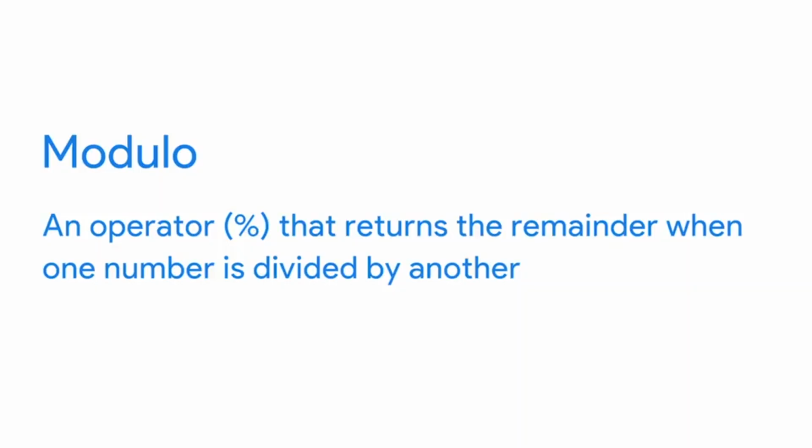This is an operator that returns the remainder when one number is divided by another. In a spreadsheet, you could complete the same calculation using the mod function. This brings us to another similarity between calculations in spreadsheets and SQL. A lot of times, you can use functions instead of operators to complete calculations.